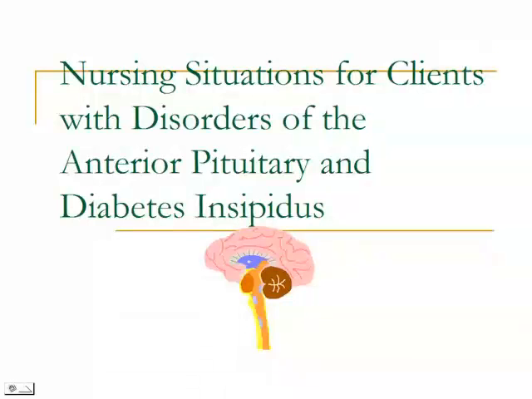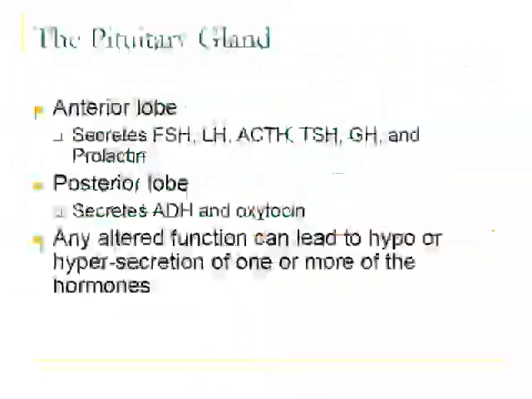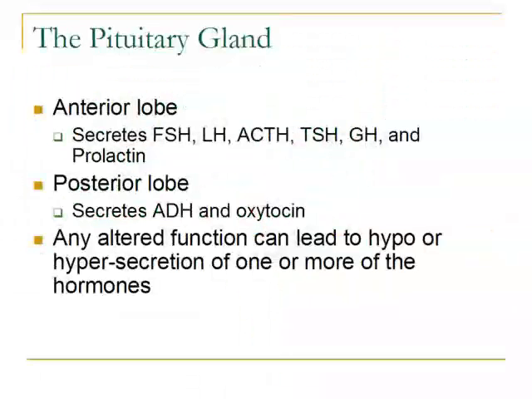This endocrine lecture is going to look at nursing situations for clients with disorders of the anterior pituitary, and also with those clients that have issues with diabetes insipidus. Remember, the pituitary gland has two lobes. It has an anterior and a posterior lobe. Both of these have different functions and secrete different hormones.